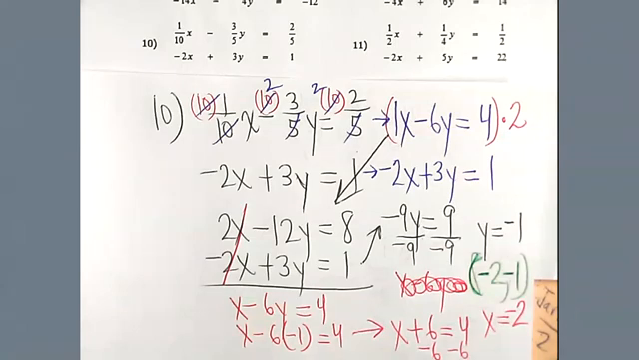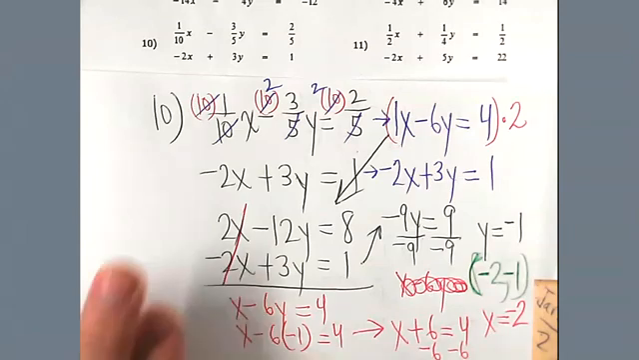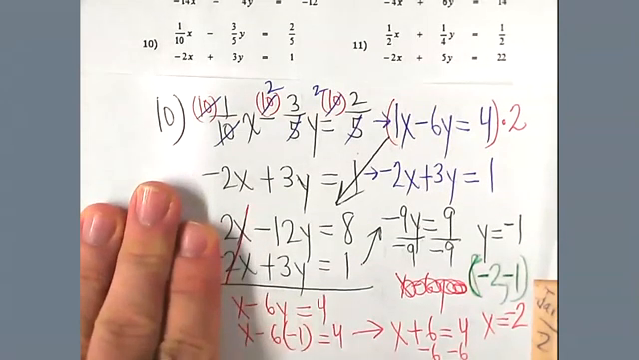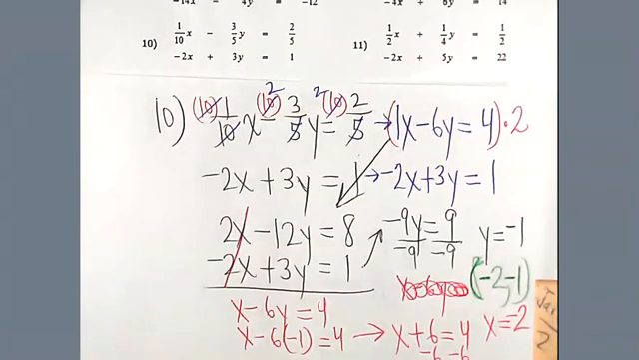I want to go back to number 9 and tell you what happens. Number 10's answer was technically not a special case because we actually got an ordered pair for the answer. But I guess it was special because we had fractions to get rid of first. We had that extra step.